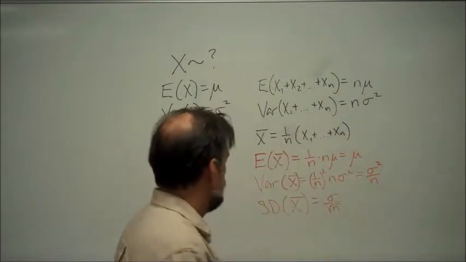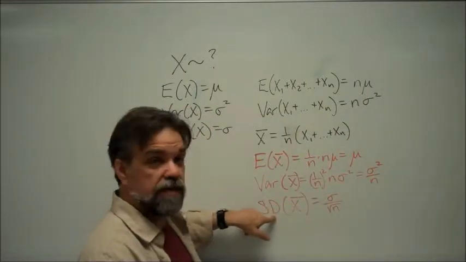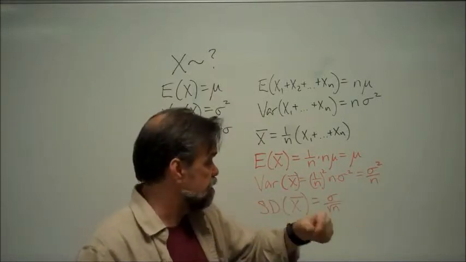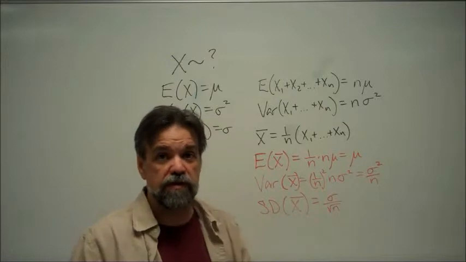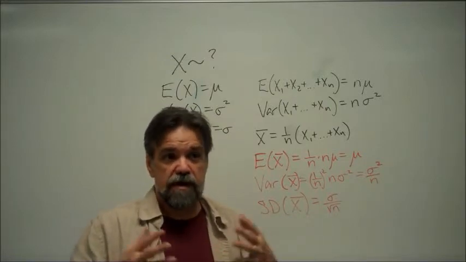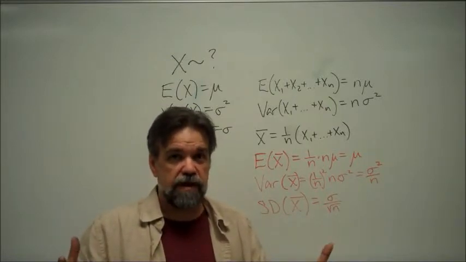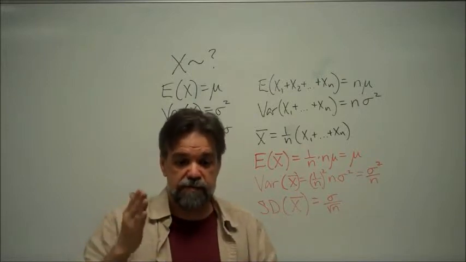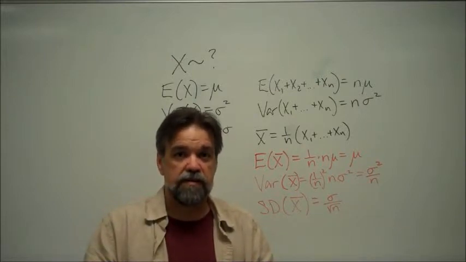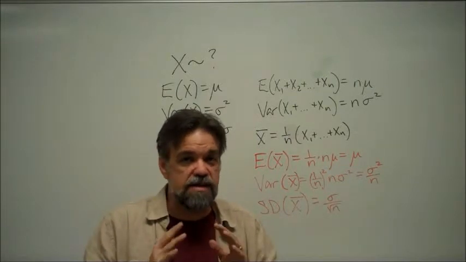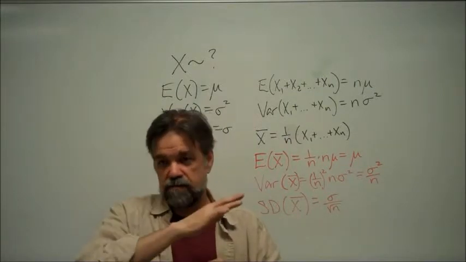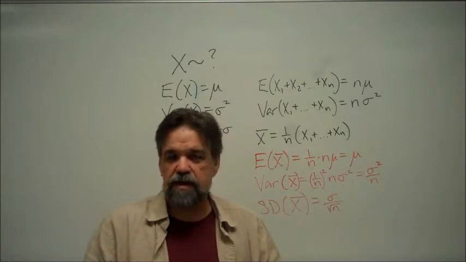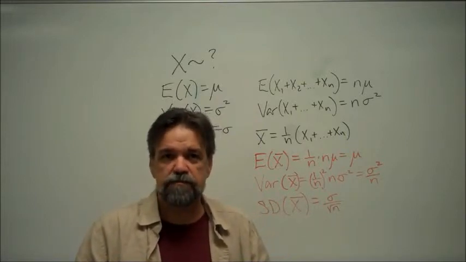Well, what we find is the standard deviation of our sample mean is the standard deviation of the population divided by the square root of n. So what that tells me is if I'm looking at a sample size of 100, the standard deviation of my distribution has been cut into tenths, okay? So it's not going to be nearly as volatile as the population as a whole, which, like I said, actually makes intuitive sense to me.